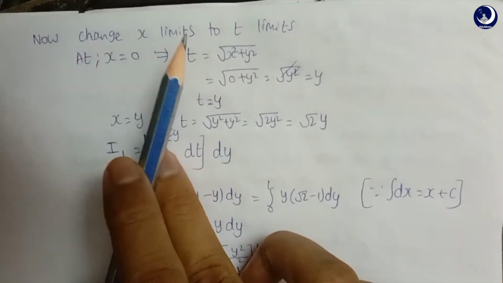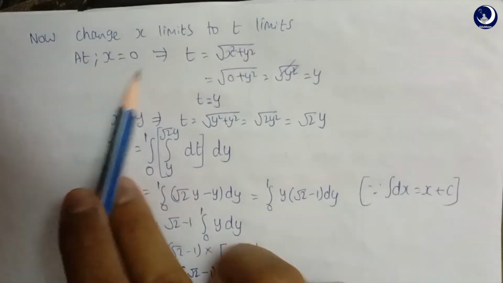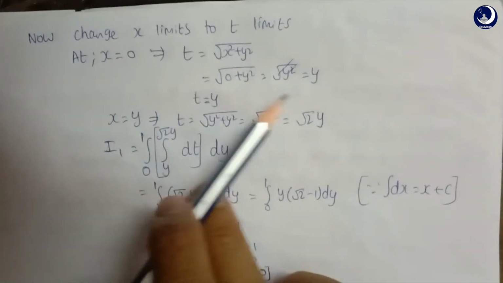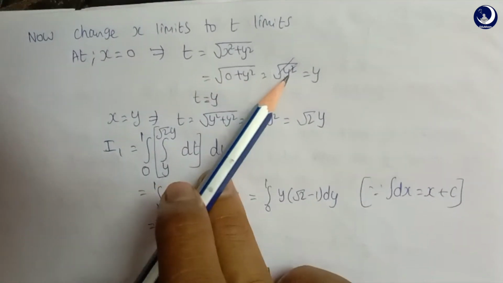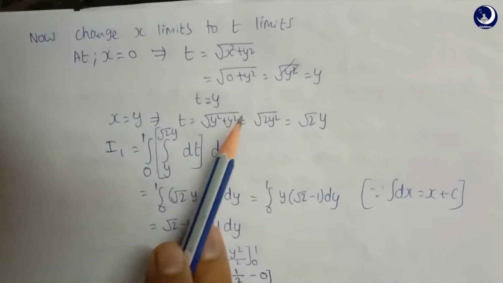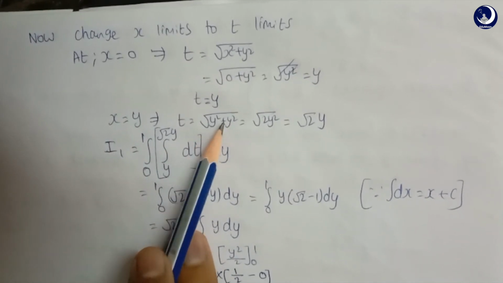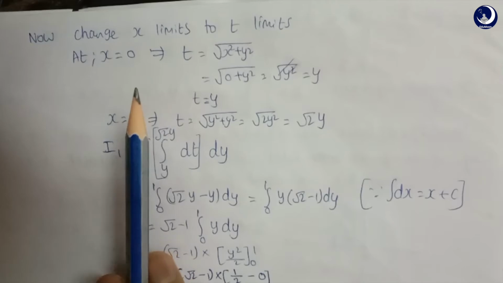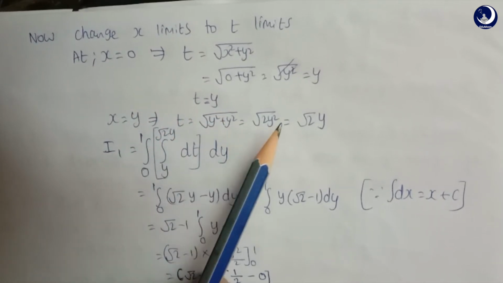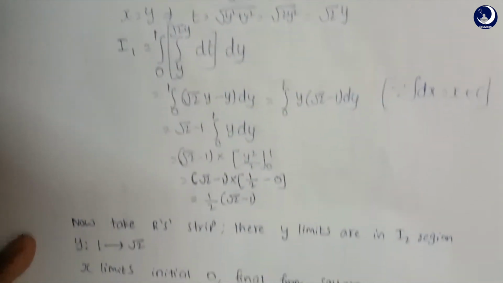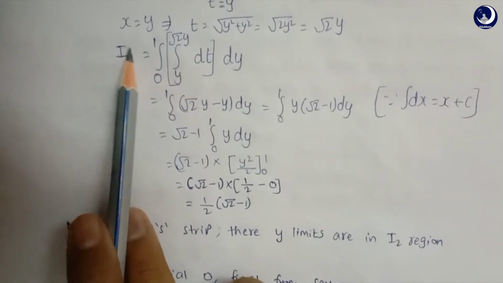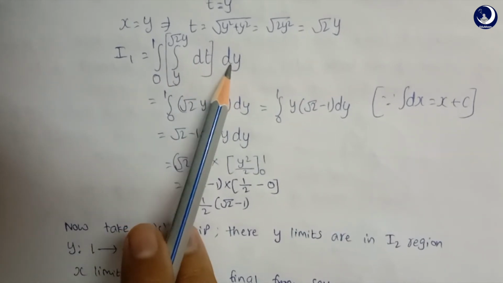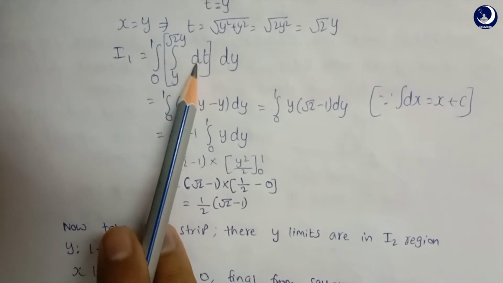Now change the x limits to t limits. At x equal to 0, t equals root over x square plus y square. If we replace x with 0, then we get y. So at x equal to 0, t equal to y. At x equal to y, replacing x with y, t equals root over y square plus y square, equal to root over 2y square, equal to root 2 y. We get the change in limits: at x equal to 0, t equal to y, and at x equal to y, t equal to root 2 y. Now we apply the integration, integral from 0 to 1, integral from y to root 2 y. We already know x dx by root over x square plus y square equal to dt, so we apply dt here.